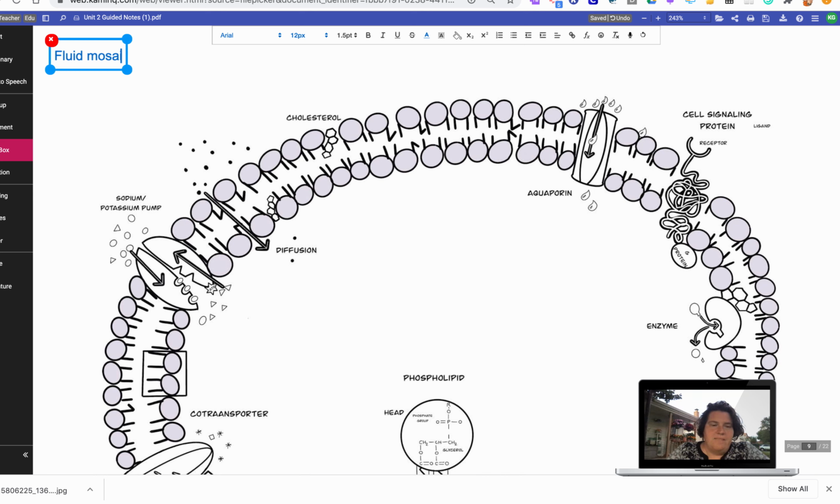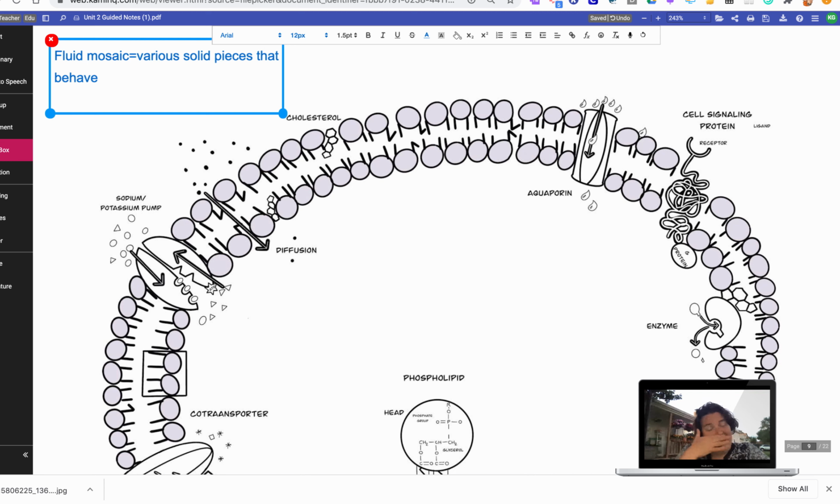But the fluid mosaic model is the accepted model of the plasma membrane, which consists of lots of solid pieces, so lots of different pieces. That's the mosaic part, that when they're all together have flow to them. They behave as a fluid. So in other words, they have flow to them.